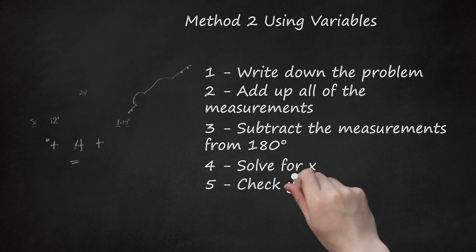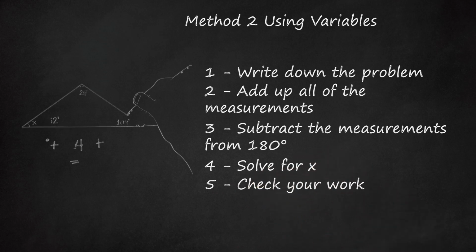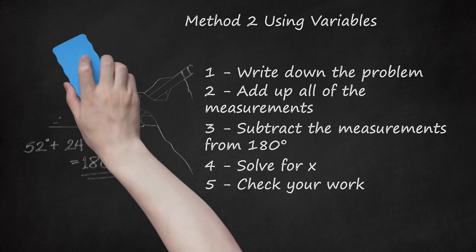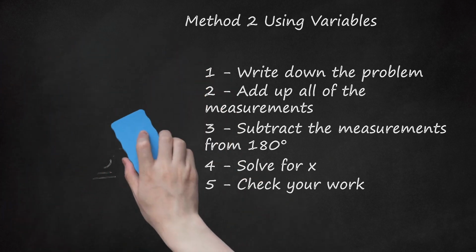5. Check your work. If you want to make sure that this is a valid triangle, just add up the three angle measurements to make sure that they add up to 180 degrees. That's 52 degrees plus 104 degrees plus 24 degrees equals 180 degrees. You're all done.